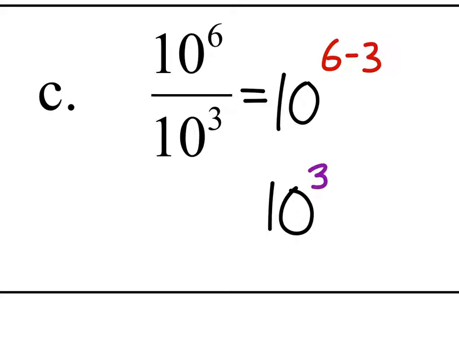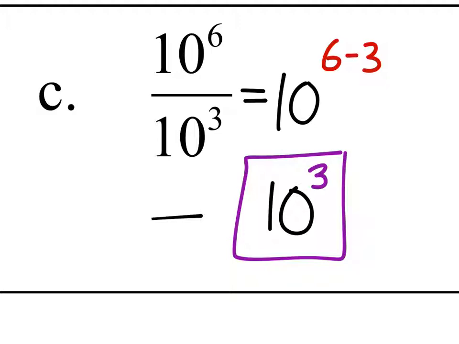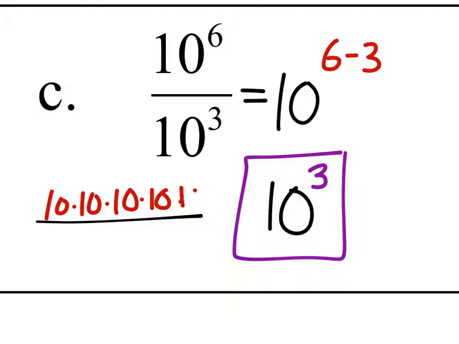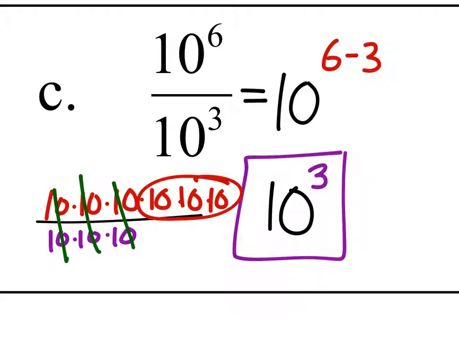I understand it now. Alright, now I'm going to show this expanded just because some of you guys are still like, what? So I got 10 6 times in the numerator, which is what that exponent is telling me. 10 of these. And then in the denominator, I've got 3 of these. And we can see that these 3 cancel out, leaving me with just these 3 tens, 10 to the third.